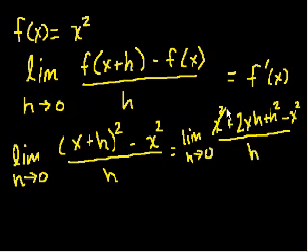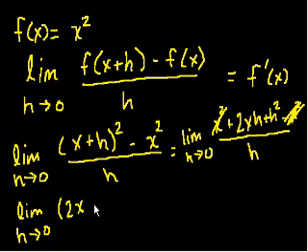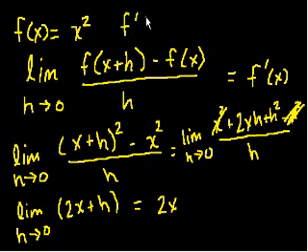Let's simplify this. This x squared cancels out with this minus x squared, right? And then we can divide the numerator and the denominator by h, and we're left with the limit as h approaches 0 of 2x plus h. Well, this is easy. If h goes to 0, this is just equal to 2x. So there we have it. The limit as h approaches 0 is equal to 2x. And this is equal to f prime of x. So the derivative of f of x, which is denoted by f prime of x, is equal to 2x.